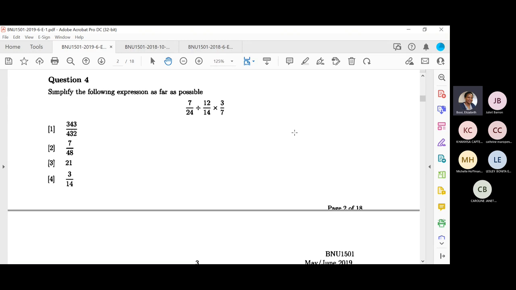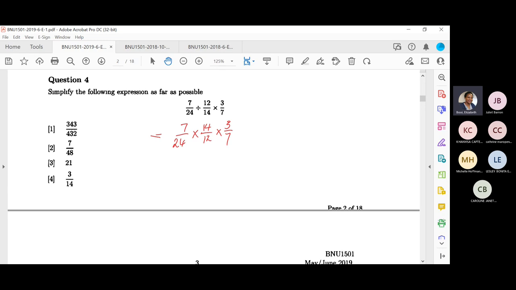So we have division and multiplication. Bodmas says division and multiplication have the same priority. I need to work from left to right. Because a division eventually changes into a multiplication, I can just do the KCF. So KCF will say 7 divided by 24. I must keep that, change the sign to a multiplication, and flip 14 divided by 12, multiply by 3/7. I've applied my KCF: keeping the first, changing the sign, flipping the next fraction.